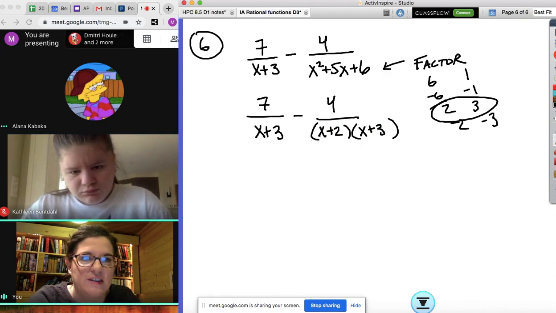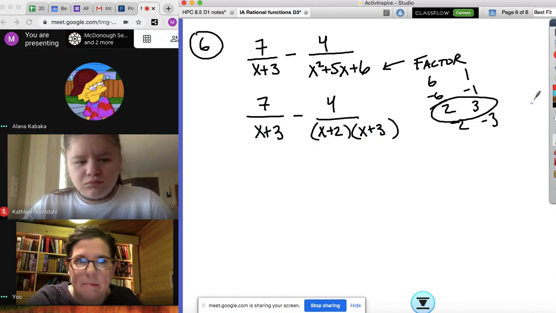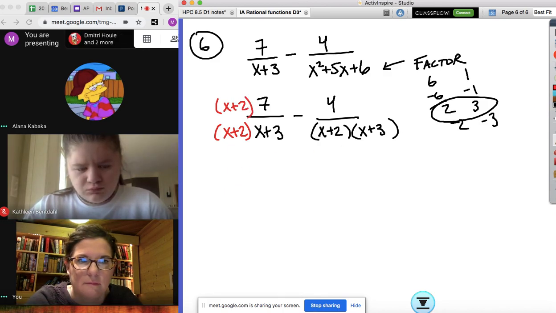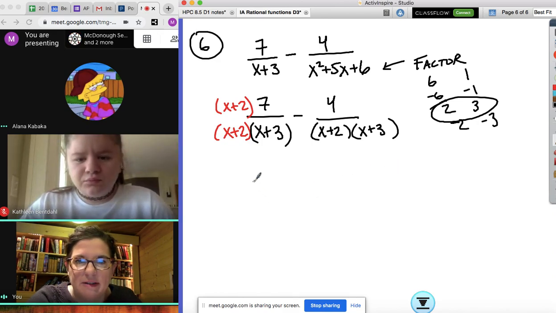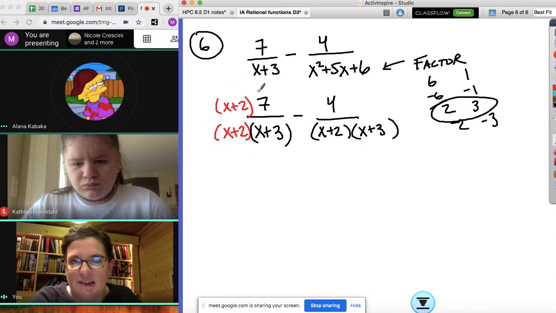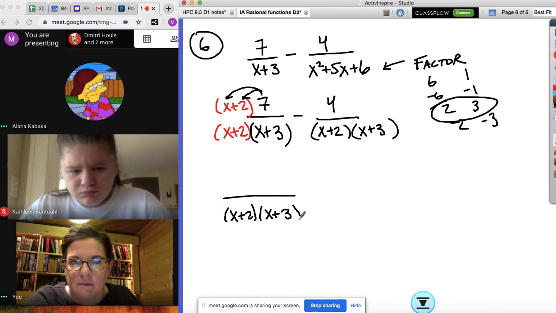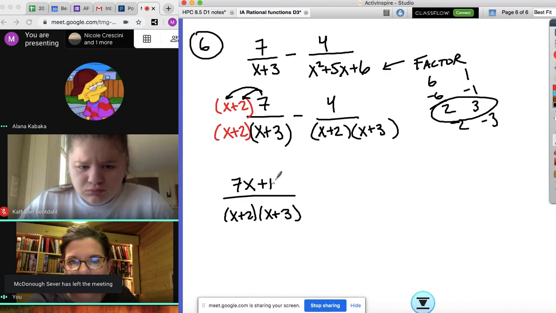Okay, so do you see how, oh, look, this one has an x plus 3, just like this one does? But it's missing the x plus 2. So that's what we need to multiply by on top and bottom. Now they have that common denominator. I'm going to fix this first fraction up a little bit because I'm doing x plus 2 times 7. That 7 needs to get distributed. So 7 times x would be 7x. 7 times 2 would be 14.